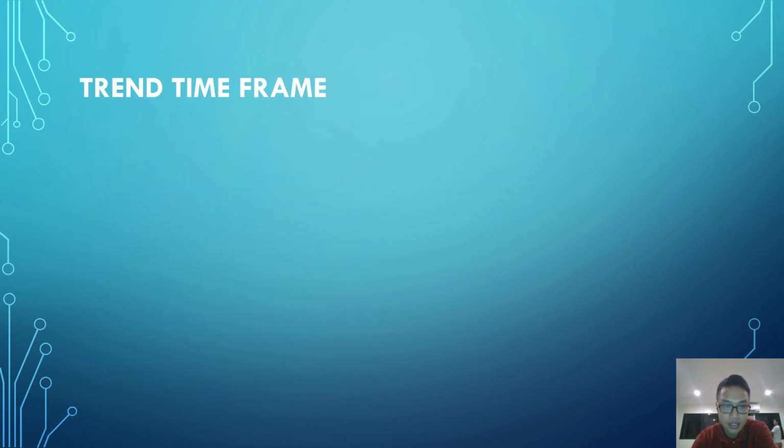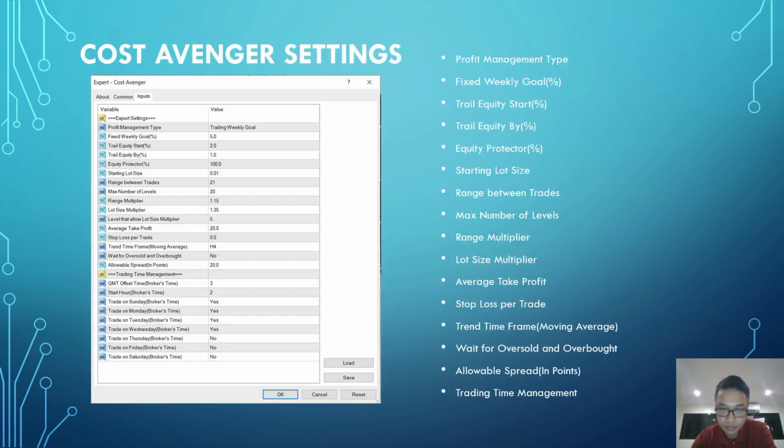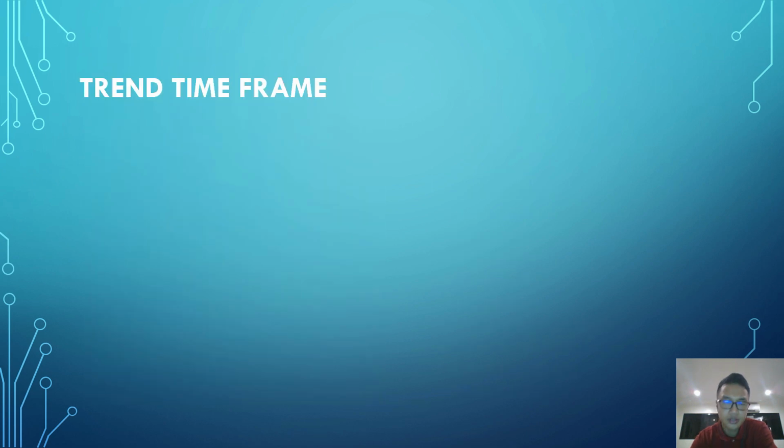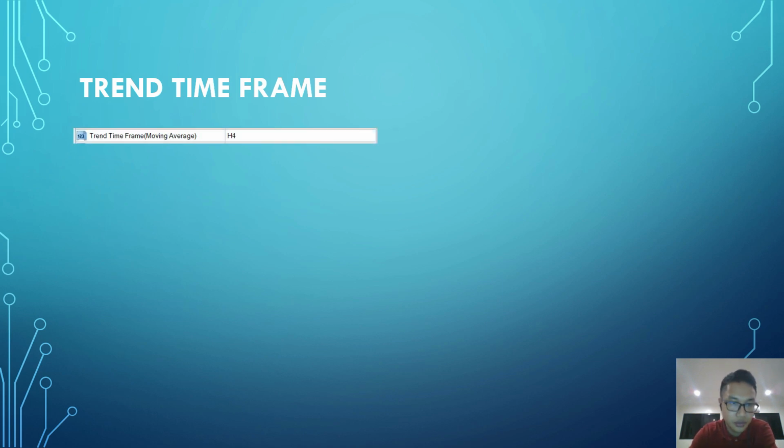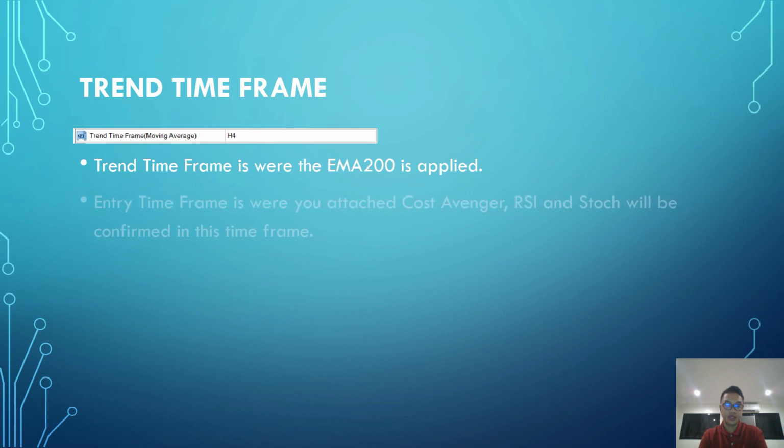So next is trend time frame. This is the setting where the EMA 200 is applied. So trend time frame is where the EMA 200 is applied. Entry time frame is where you attach Cost Averager, and the RSI and stochastic will be confirmed in this time frame.